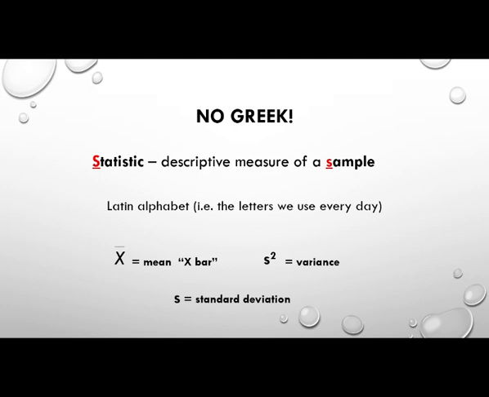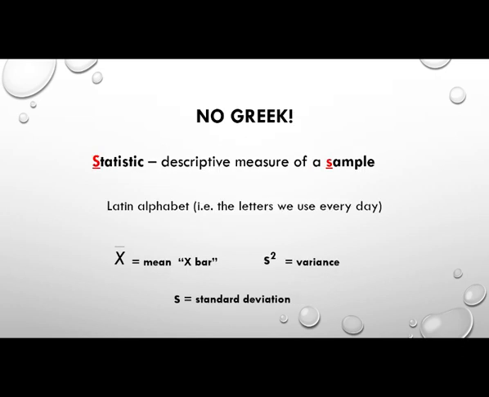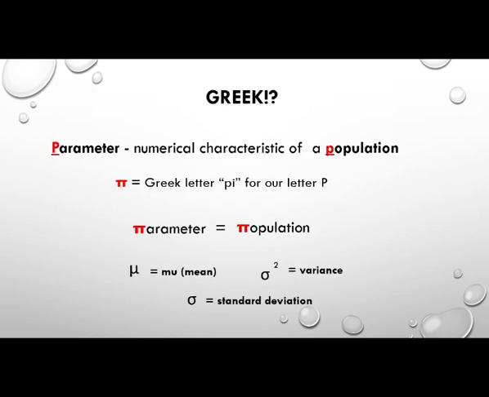So down at the bottom, you'll see this X with a line over it. That's the mean or average. It's pronounced X bar. We're going to use just the letter M. I'll say that later on in the slides. S squared is the variance of the sample, whereas sigma squared is the variance of the population. And S is the standard deviation of a sample, and sigma is the standard deviation of a population.